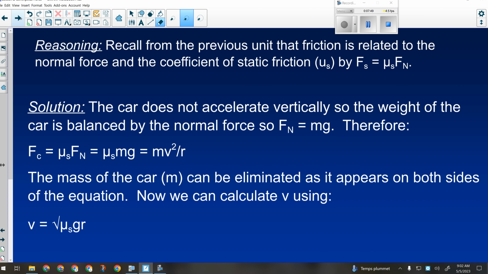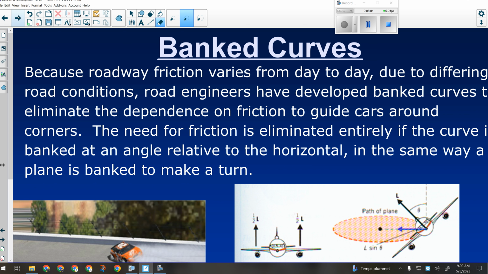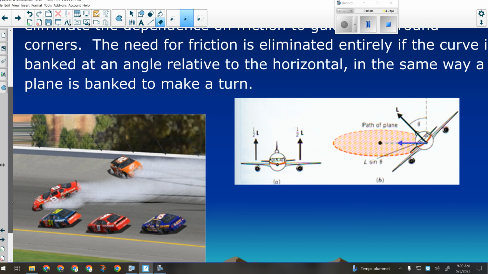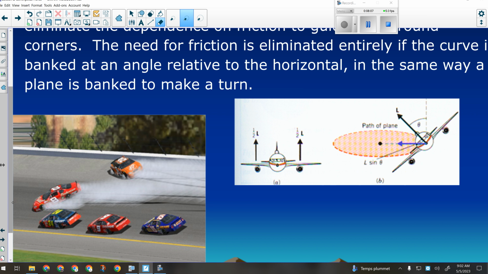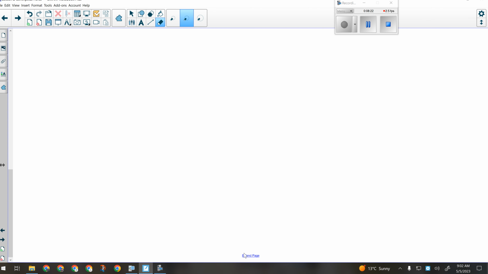All right, so this is what we just did, looking at why an unbanked curve relies on friction. But the next kind of curve we want to look at are banked curves. So like the NASCAR corner, like this one, except these guys did not negotiate it correctly, and as a result, they're going sideways. So if you bank a corner, essentially what you do is you turn it into an inclined plane, which brings different forces into play. So if we recall what an inclined plane looks like, and you would never bank a corner like this, okay? So we'd have this angle of bank here.